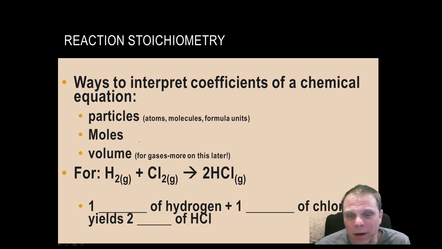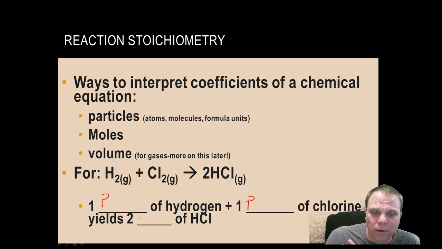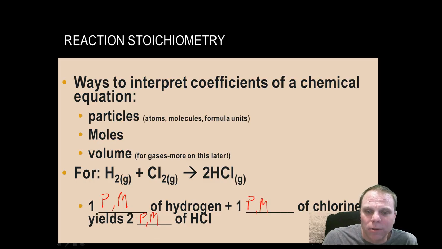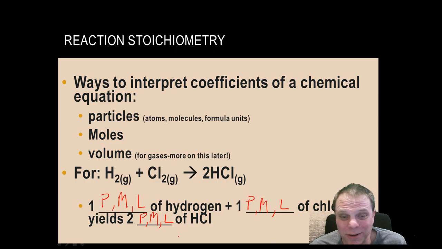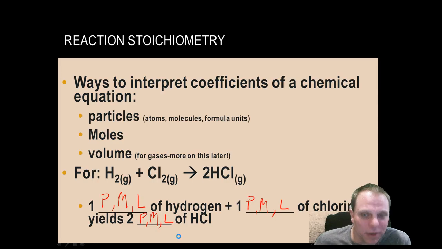So if we had this sentence and we wanted to fill in these blanks, we could fill in the blanks with any of these things. We could put particles in each one of these: one particle of hydrogen plus one particle of chlorine gives you 2 particles of hydrogen chloride or hydrochloric acid. Then you could also throw in moles: 1 mole of hydrogen plus 1 mole of chlorine gives you 2 moles of hydrochloric acid. Or you could throw in the volume: 1 liter of hydrogen plus 1 liter of chlorine yields 2 liters of hydrochloric acid. So this is the way you would be able to do this. You can substitute any of those in there.